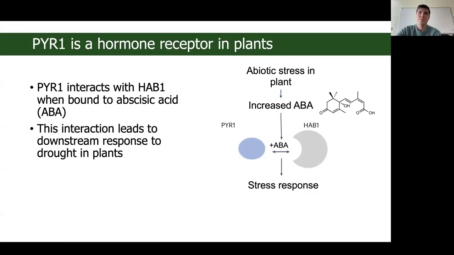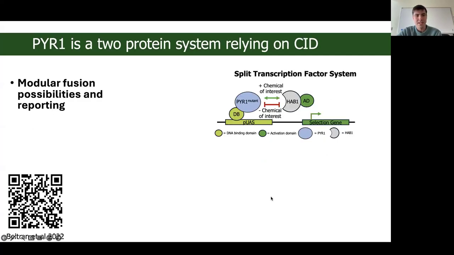Generally, they're called PP2C phosphatases. But in this talk, I'll be talking a lot about this protein called HAB1. In plants, this dimerization event induces a stress response. And so PYL1 is a two protein system that relies on this chemically induced dimerization event, and this carries with it a lot of advantages.